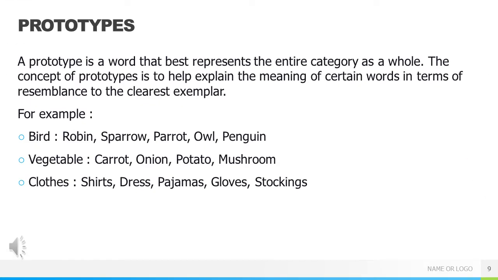Prototypes. A prototype is a word that best represents the entire category as a whole. The concept of prototypes is to help explain the meaning of certain words in terms of resemblance to the clearest exemplar. For example, bird is the prototype of robin, sparrow, parrot, owl, penguin. Vegetable is the prototype of carrot, onion, potato, mushroom. Clothes is the prototype of shirt, dress, pajamas, gloves, stockings.